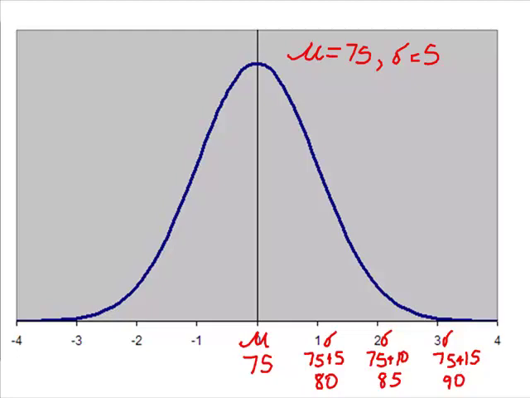Going in the other direction, if I subtract a standard deviation, my mean minus the standard deviation of 5 is 70. Minus 2 standard deviations would be 75 minus 2 times the standard deviation, which becomes 10, for 65. Minus 3 standard deviations would be 75 minus 15, because it's 3 times sigma, and sigma is 5. 3 times 5, 15. Answer, 60.